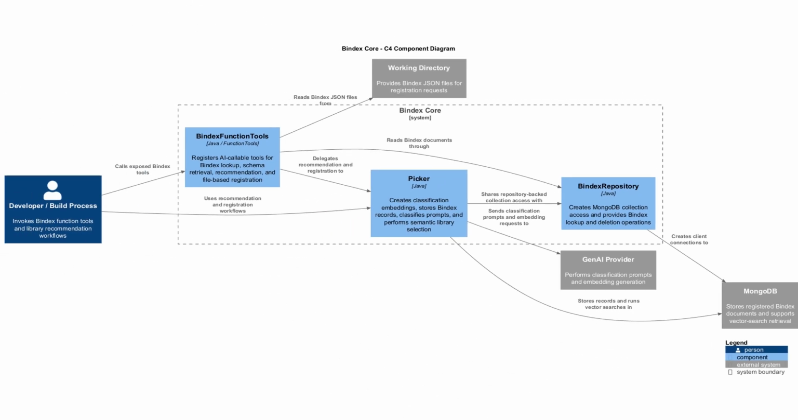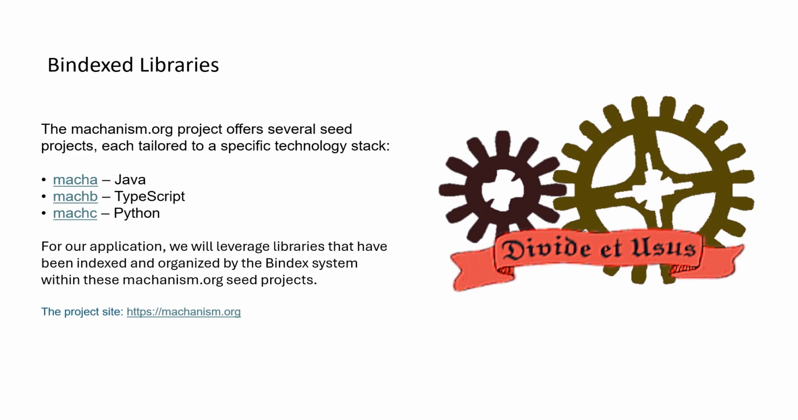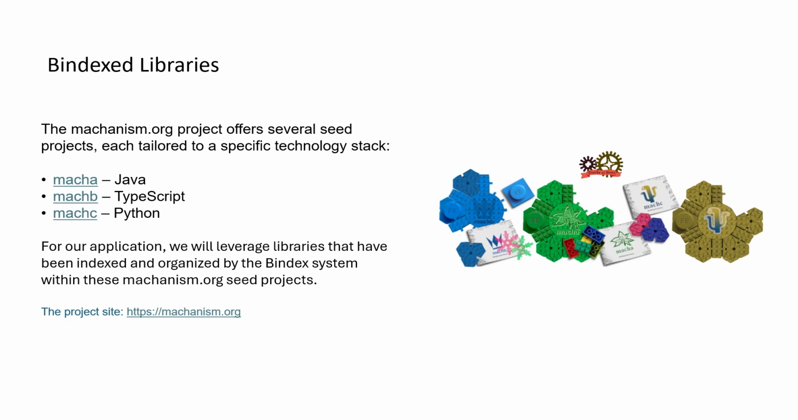For more detailed information about the Bindex core project, please visit its official website. Without real libraries and proper indexing, the system cannot function effectively. For this reason, we will use libraries provided by Machanism.org. If you'd like to learn more about Machanism.org, you can visit their website. For now, it's sufficient to know that these libraries are available and can assist us in building applications.